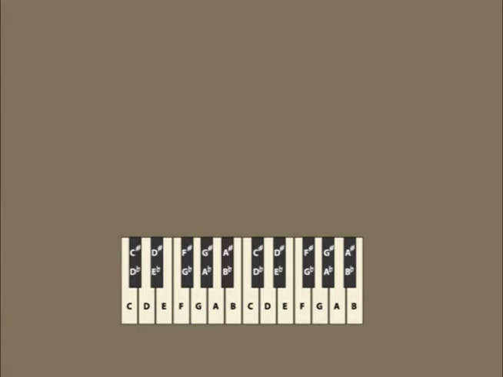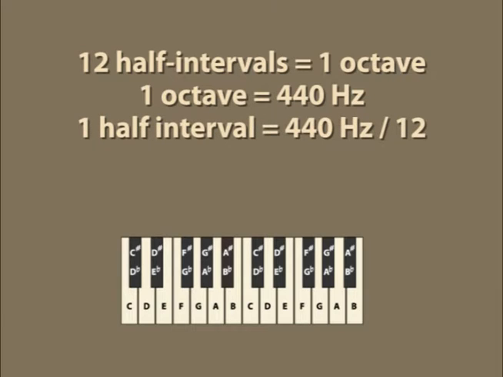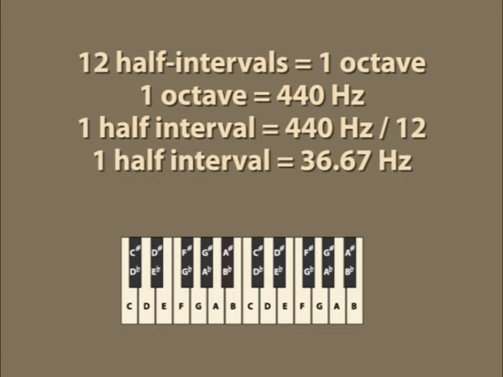Each note on the piano corresponds to a half interval, and there are 12 half intervals in an octave. Each half interval corresponds to a change of frequency of 440 Hz divided by 12. This is a change of 36 and 2/3 Hz for each interval.